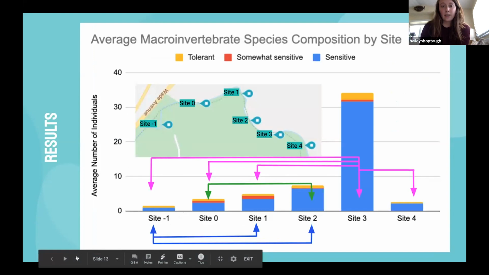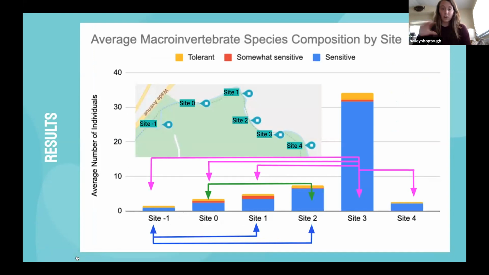So looking at all the numbers at each site over the entire breadth of my study, you can see that I saw a pretty nice little curve up to site 3, and then site 4 drops back down to about the same level as site -1. And I'll talk a little bit about why that might be in a second.